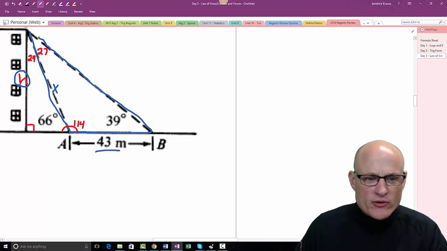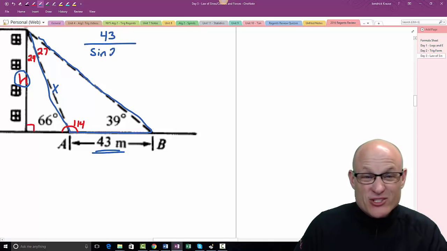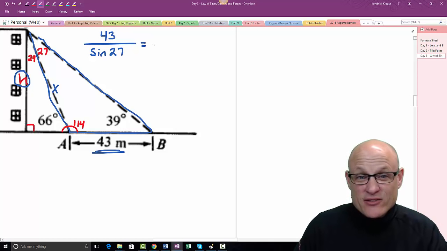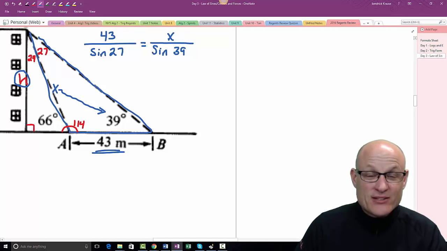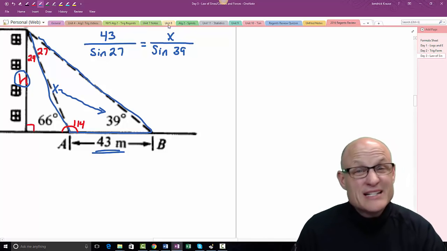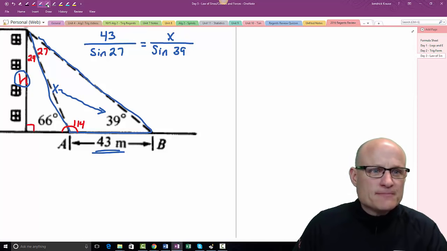The only thing I know is this 43. So we're going to use the law of sines. We're going to say 43 over the sine of the angle opposite it, which is 27 in this case, is equal to x, which is what I'm looking for, over the sine of the angle that is opposite it. Remember, don't just put a 39 down here. When you have the law of sines, you actually have to use the function sine. So we'll cross multiply.